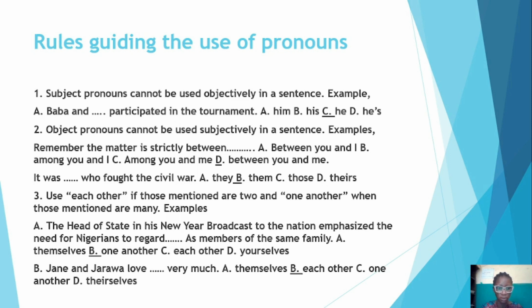Let's look at the second rule. Object pronouns cannot be used subjectively in a sentence. That means that when you see object pronouns, you make sure that you use them objectively. They must act as receivers of action and not as performers of an action in a sentence.